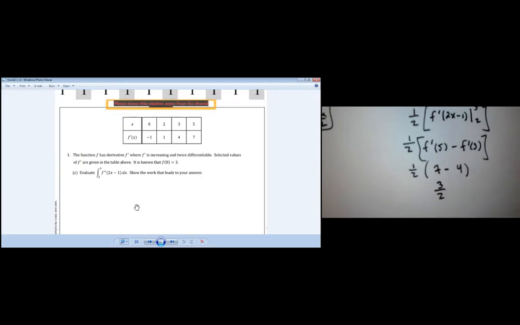Any questions on part C? Okay, part D. All right, now this one gets pretty wild.